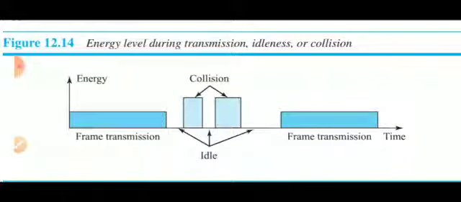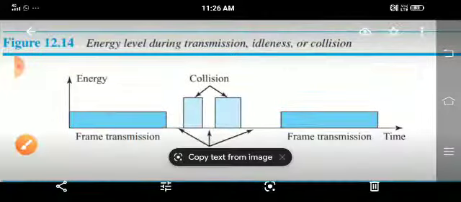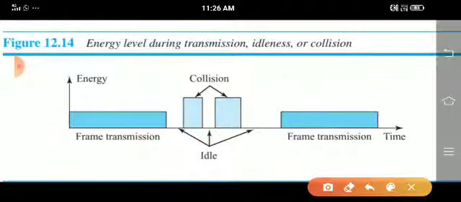Coming to the last topic, the energy levels during transmission, idleness or collision. You can see there are three different energy levels: zero level, normal level and abnormal level. At the zero level, the channel is idle. At the normal level, there is a frame transmission. At the zero level, the channel is idle.